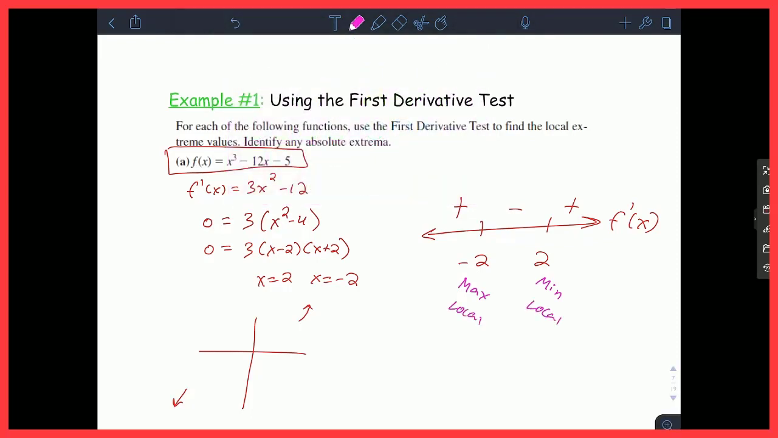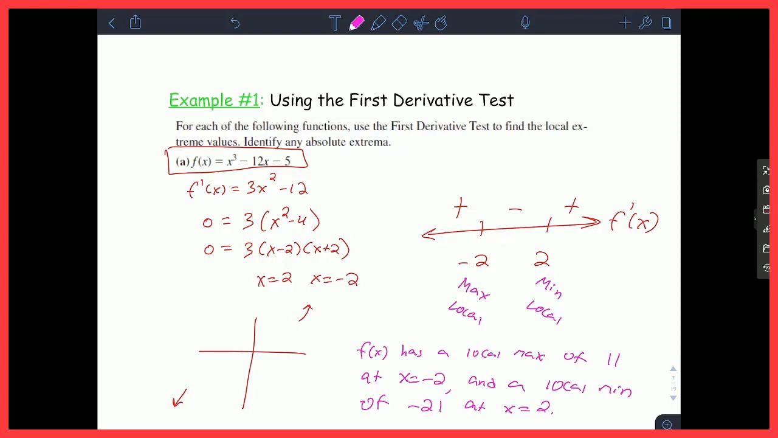So if we summarize our answer, we say that f of x has a local max of, if you plug negative 2 into the function, you get 11, so of 11 at x equals negative 2, and a local min of, if you plug 2 into the original, you get negative 21, of negative 21 at x equals positive 2, okay?